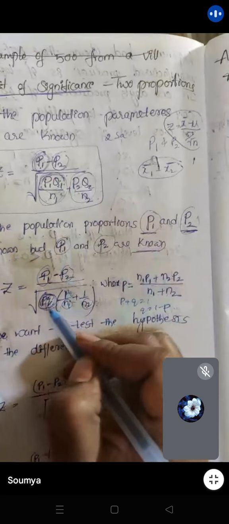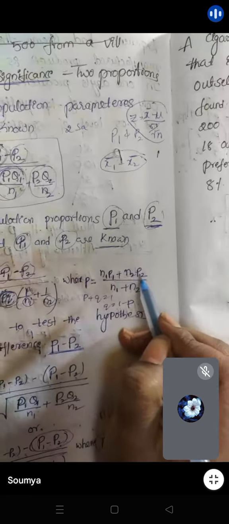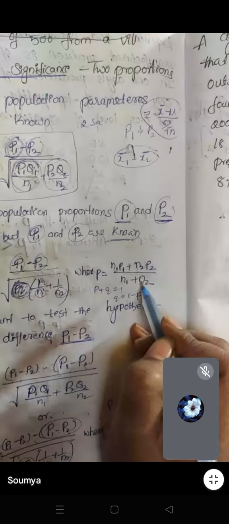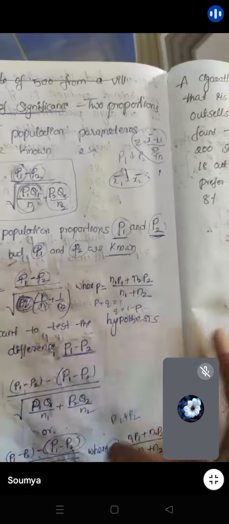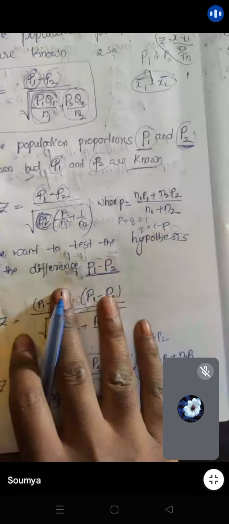So P1 Q1 becomes PQ here. What is P? It is N1 P1 plus N2 P2 by N1 plus N2. Okay, so if you solve the question, you will understand about the formulas.